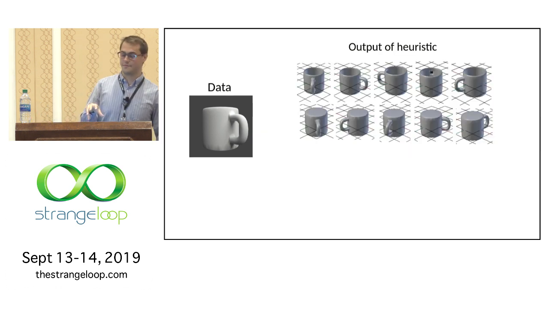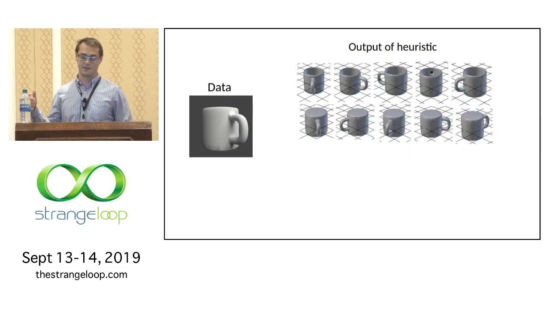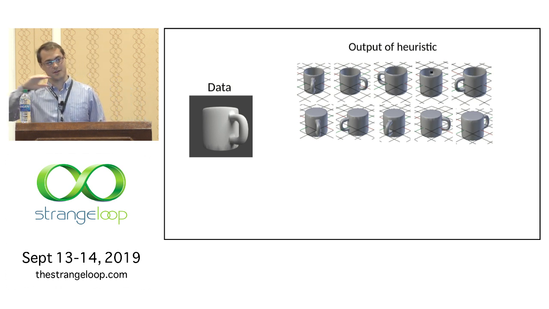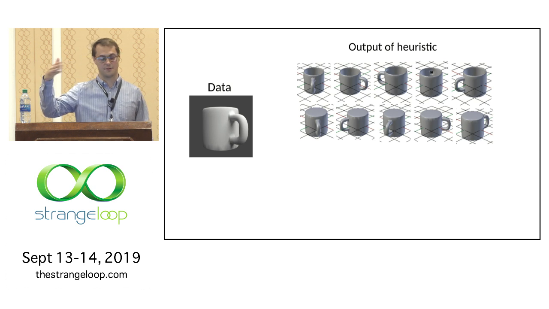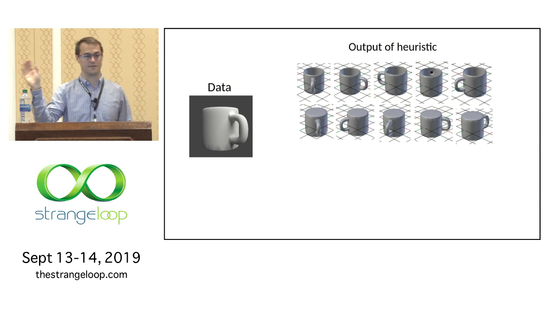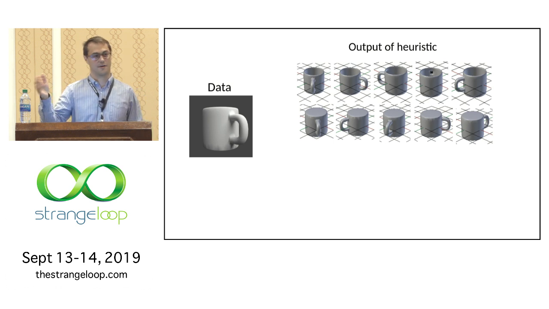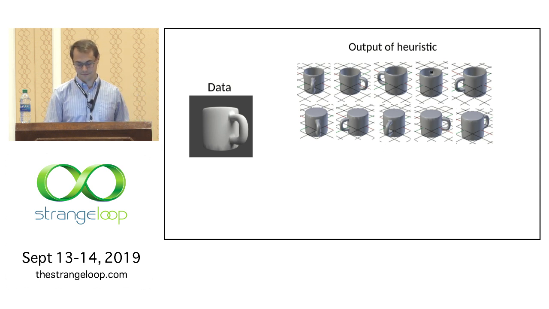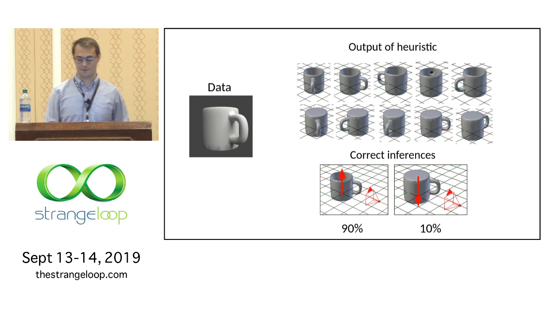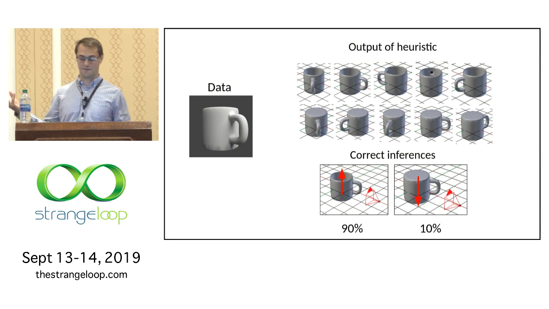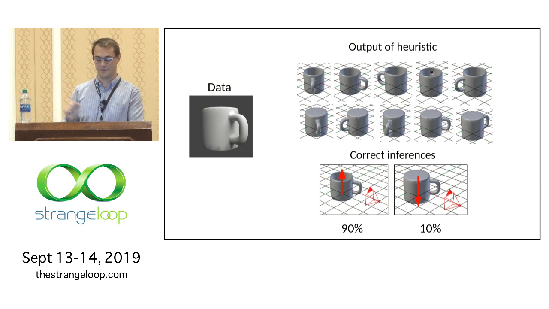So if we ran that, including the random pieces, we'd get results that look something like this. So the top row, again, contains all these upward-facing mugs, but there are all these possible rotations of the handle. And the bottom row contains the downward-facing mugs, with all the possible rotations of the handle also. Now remember, the correct inference was to put 90% probability on upward-facing mugs with the handle at a specific angle.